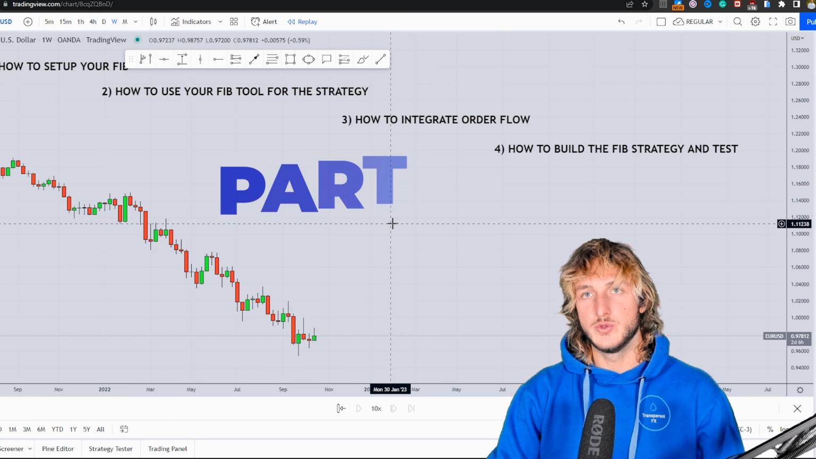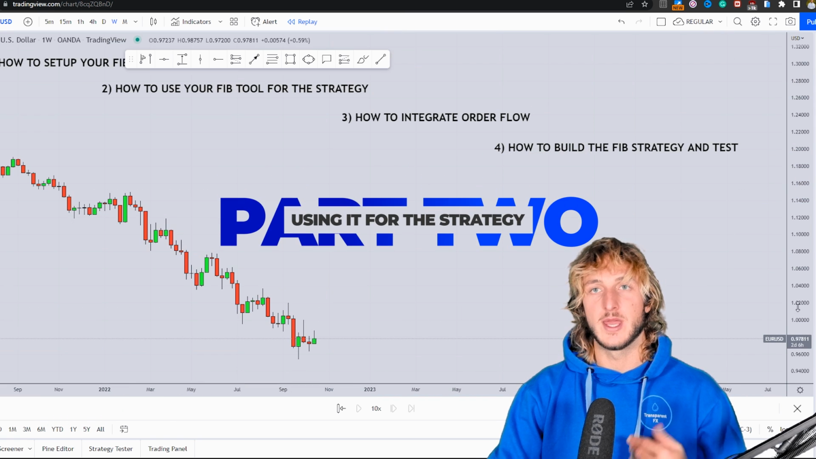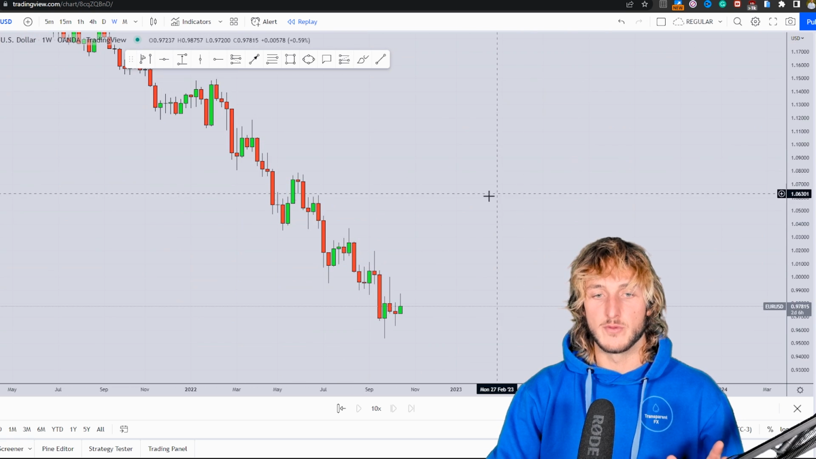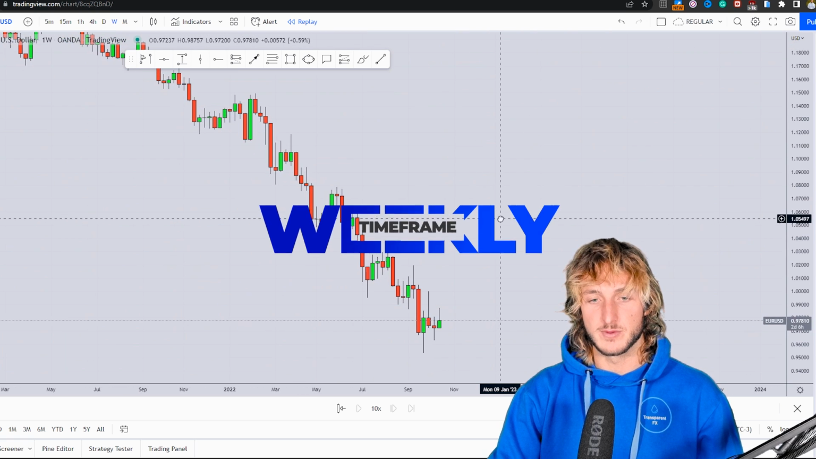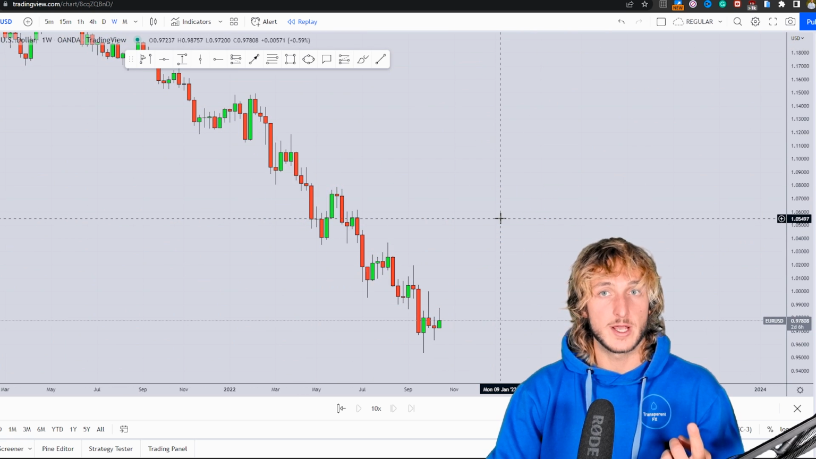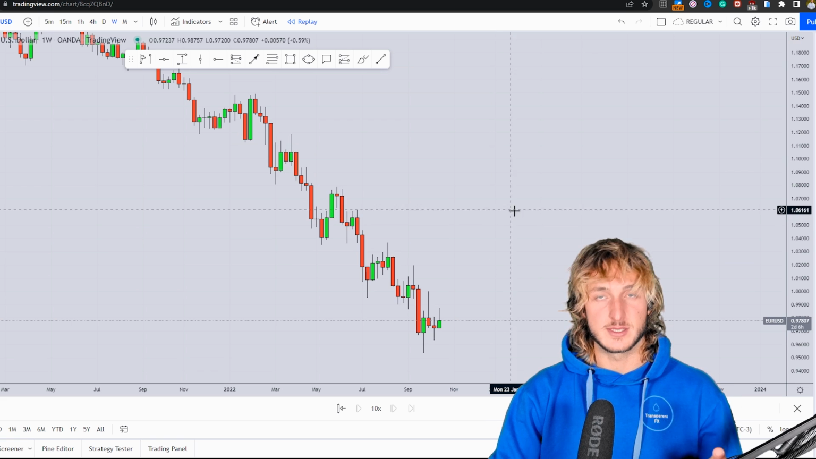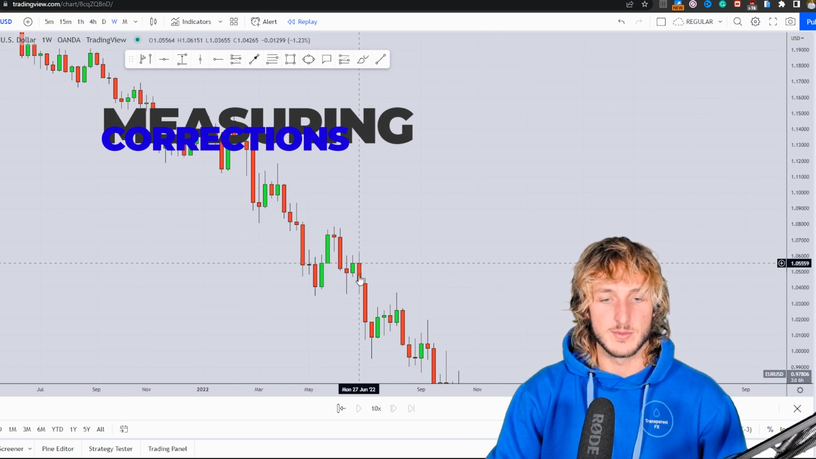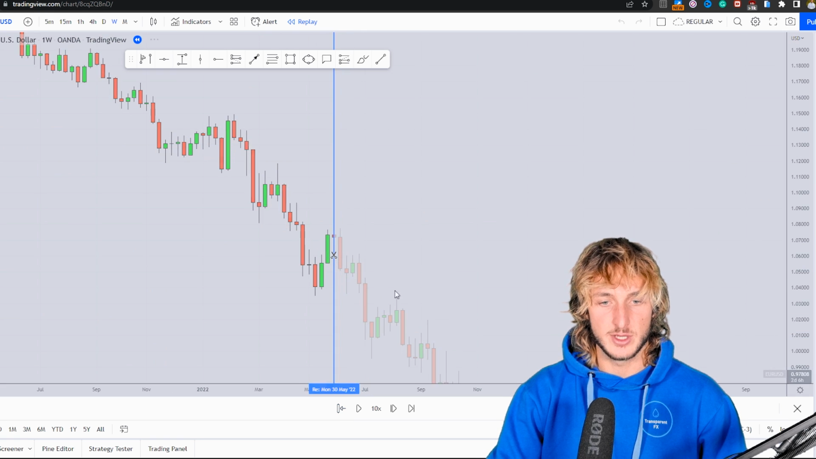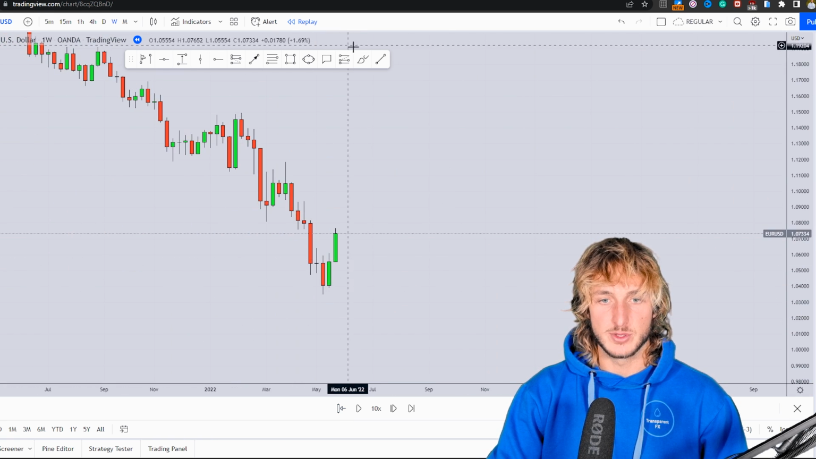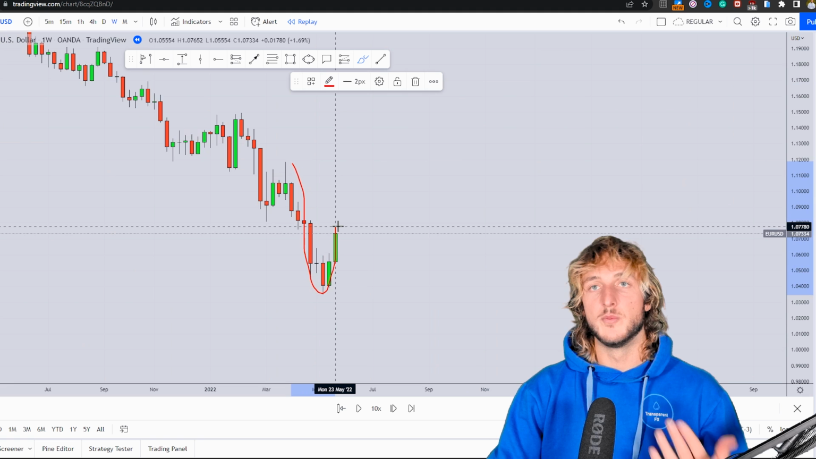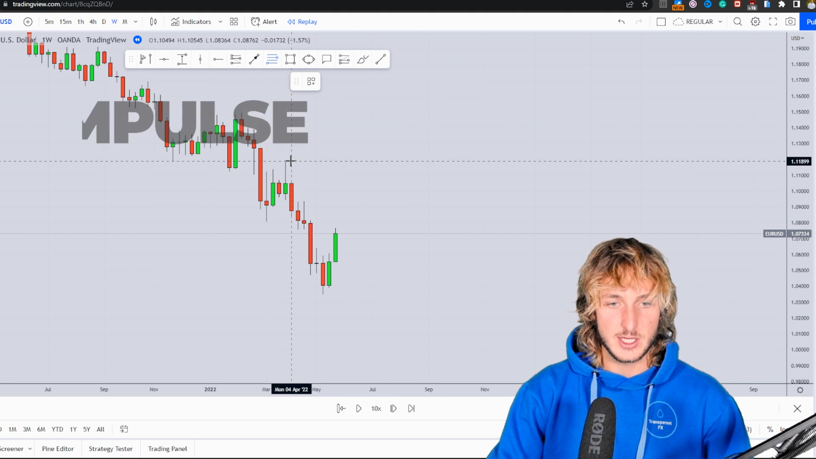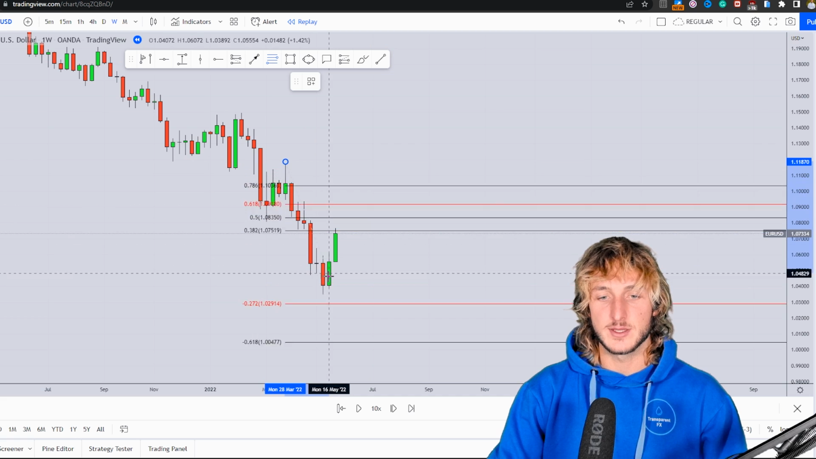Now, how to use your Fibonacci tool. First of all, we have to discern between 2 different types of measurements that we do when we're using the Fibonacci. We're measuring either a correction or an extension. If we're measuring a correction, it means that we have an impulse in the market. Let's say, for example, here we have this impulse to the downside. We want to measure the correction, so in this case what we have to do is take our Fibonacci from the high to the low.